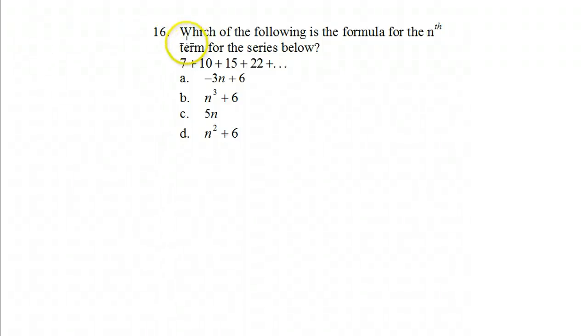So this question is asking which of the following is the formula for the nth term. So we're not finding the sum, even though they have plus signs here. We're finding just the nth term. And so first, we know how to find it if it's arithmetic or geometric. So let's check that first.